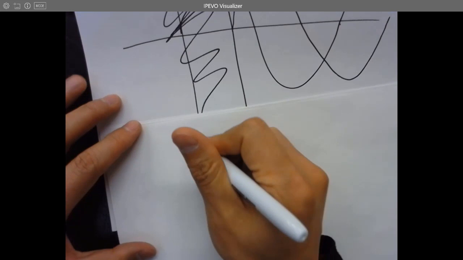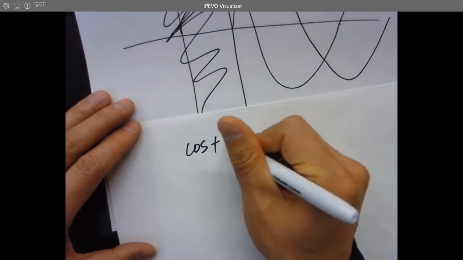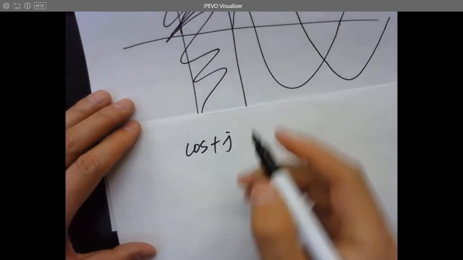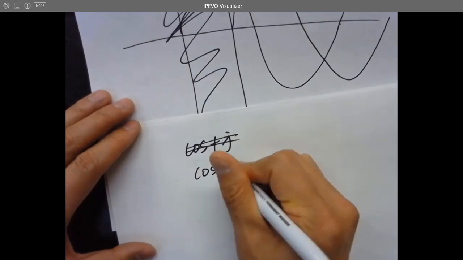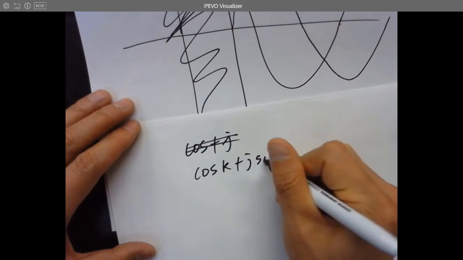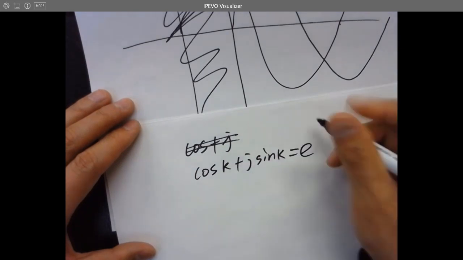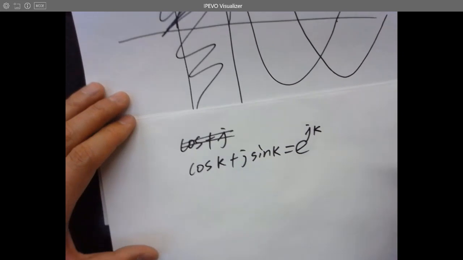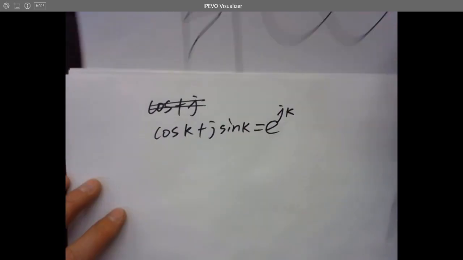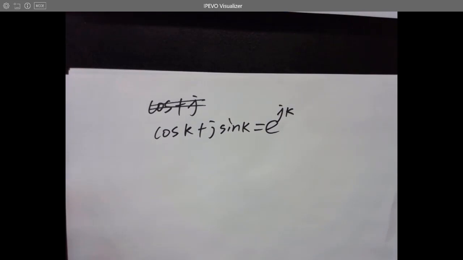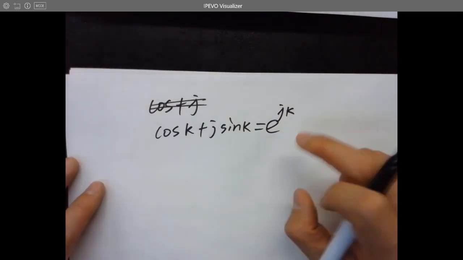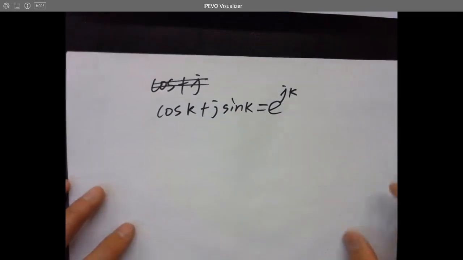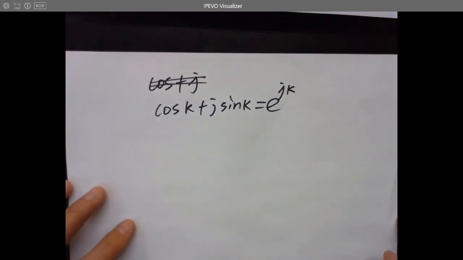Why does it make sense? When I'm saying cosine plus j, I don't have a variable here. Let's say cosine k plus j sine k equals e to the jk, right? We derived it last time on Wednesday, the Taylor series. Euler formula, right?